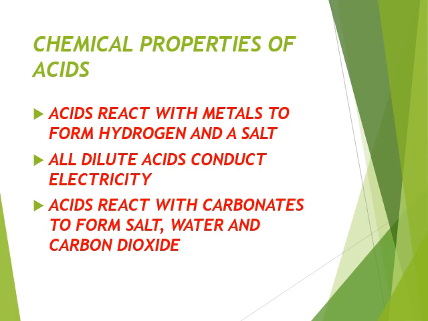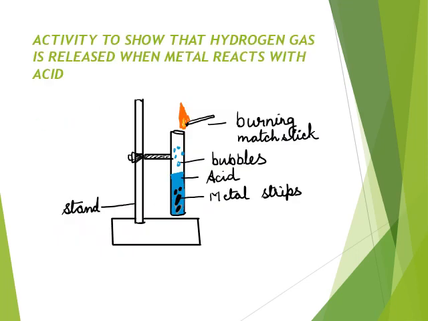Acids react with bases to form salt and water. Acids react with carbonates to form salt, water, and carbon dioxide. This is an activity which will show that hydrogen gas is released when metal reacts with acid. In this activity, in a test tube, we'll take a small amount of any acid. For example, we have taken hydrochloric acid, HCl, and we'll put some metal strips, any metal. For example, I have taken the metal zinc.